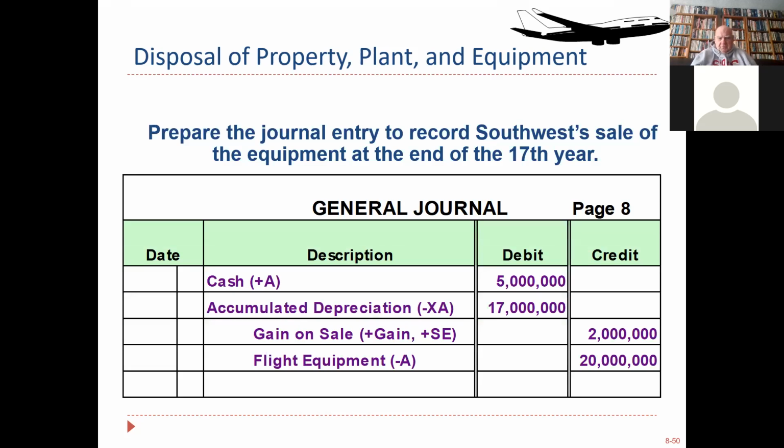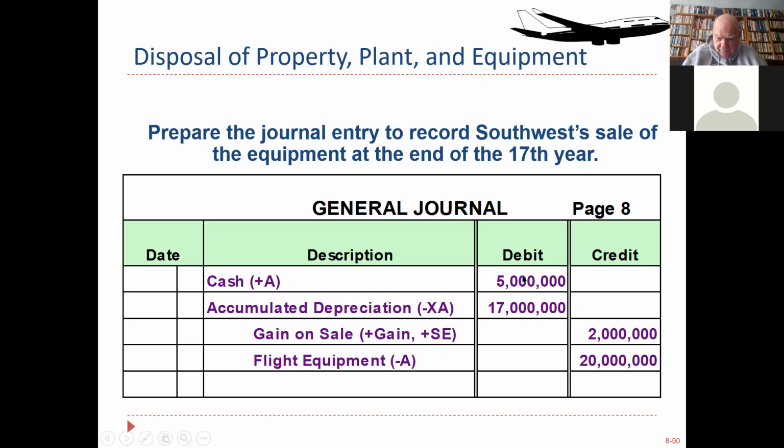So look at this journal entry. You see the debit to cash and the credit to accumulated depreciation? Those are automatics. You're going to receive a check in the mail, and you're going to debit cash. And now you're going to get rid of the net book value of the asset. And that requires you to debit the accumulated depreciation for the 17 million balance, credit flight equipment for 20, and the difference is going to be a gain or a loss.